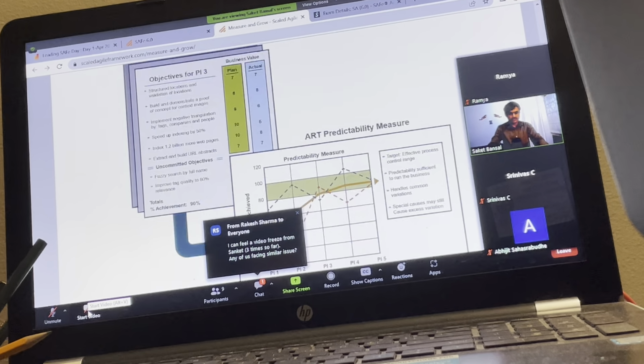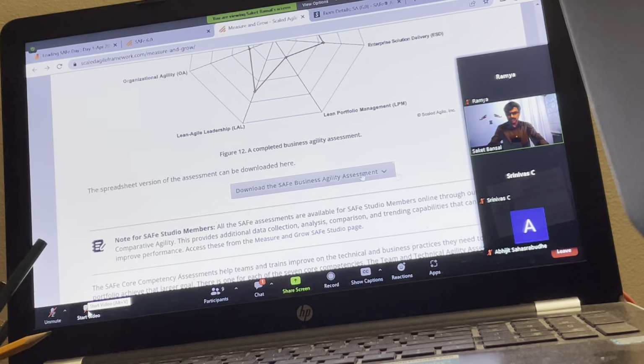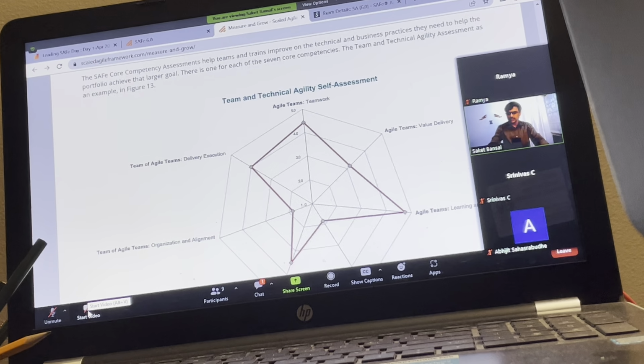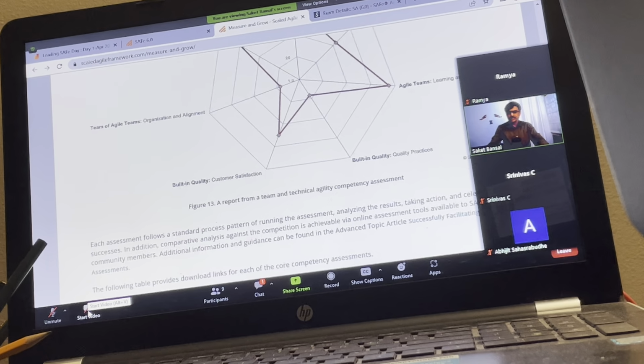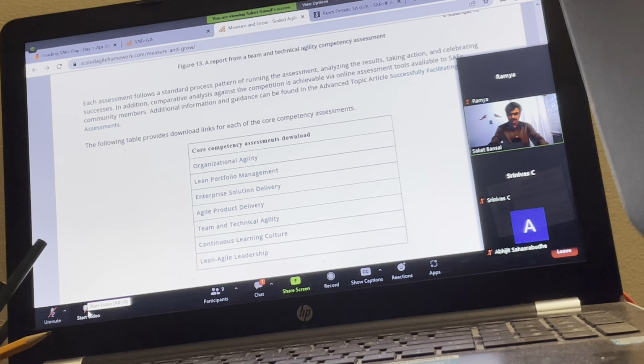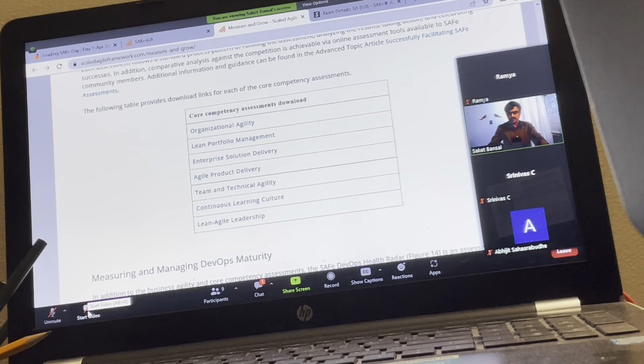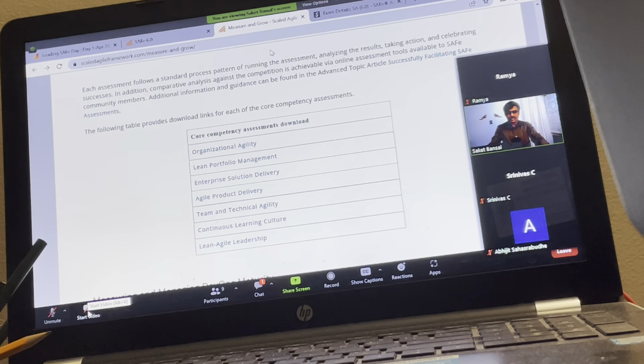Somewhere it will come like measuring competency. You can download the business agility competency. You can download the individual areas' Excel files also, which can help you to assess your level of business agility.